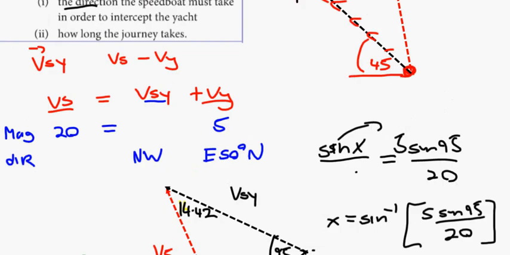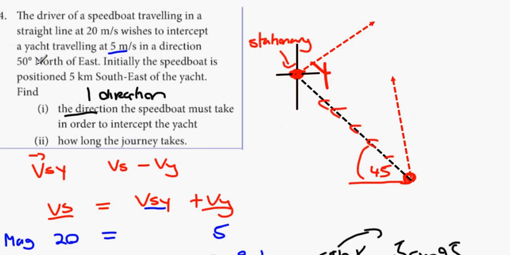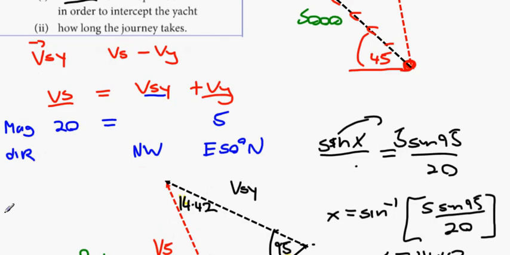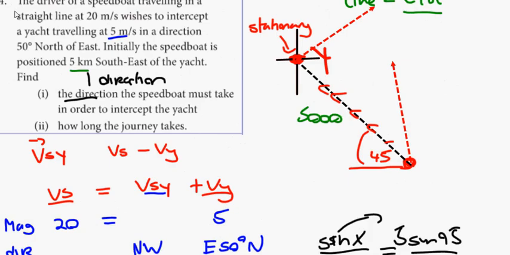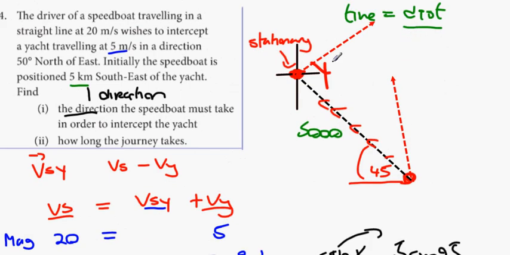Now, next question is, how long does the journey take? Well, we're 5 kilometers away, or 5,000 meters away to begin with. So the time taken equals distance divided by, now remember, the velocity of the speedboat relative to the yacht, which is what actually happens when we hold the yacht stationary. It has to cover 5,000 meters relative to each other.